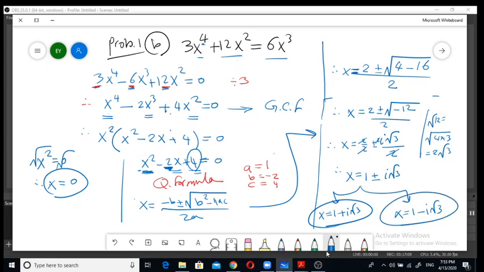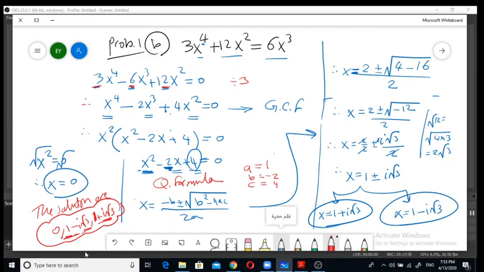So the solutions for this expression are 0, 1 minus i square root of 3, and 1 plus i square root of 3. I have three solutions. I think it's a very easy problem.